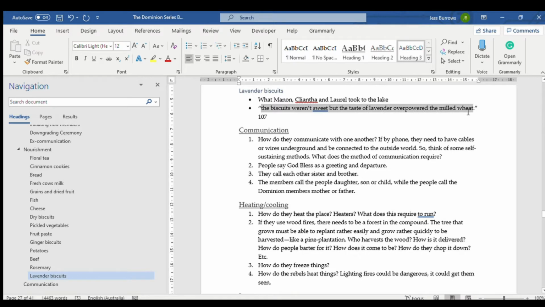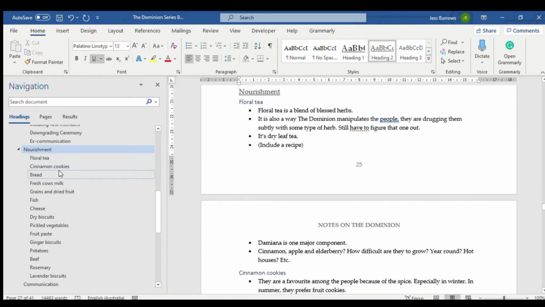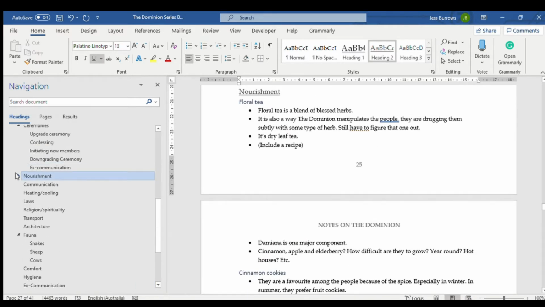I also have a layout of the compound so that I can then draw a map and know where everything is, and so I can keep it consistent, and so I know how long it takes to get to a certain place and that sort of information.